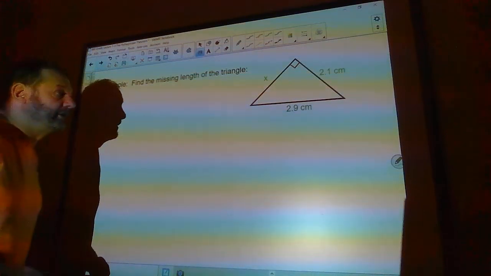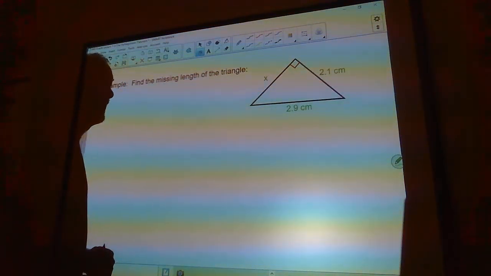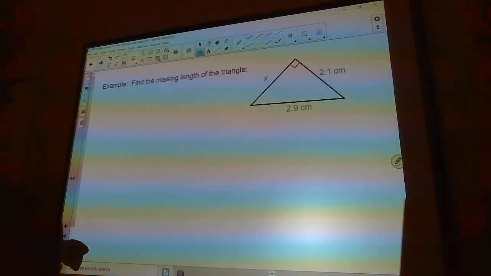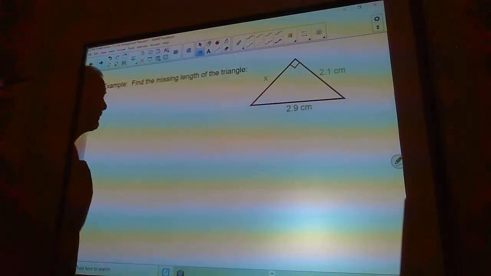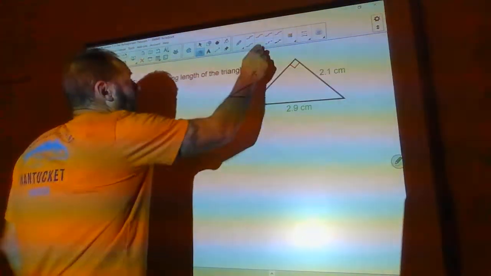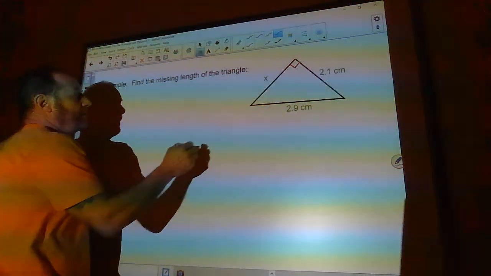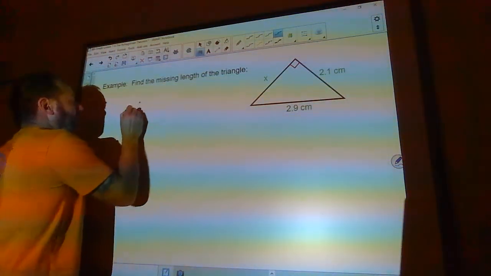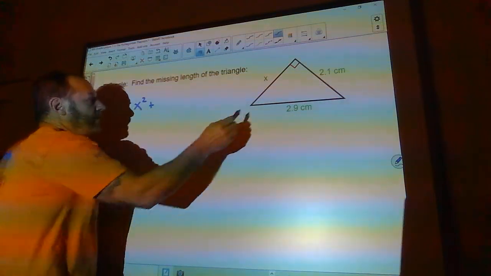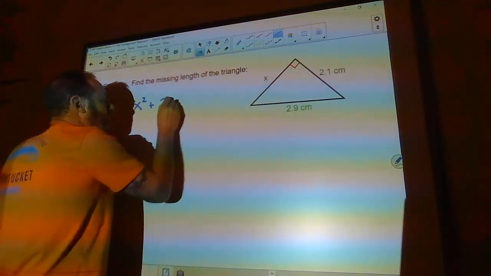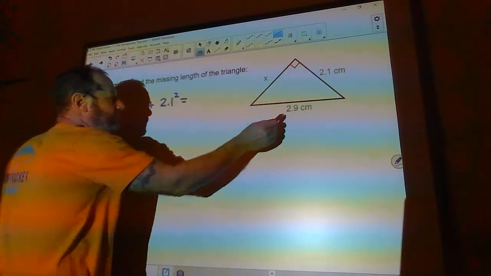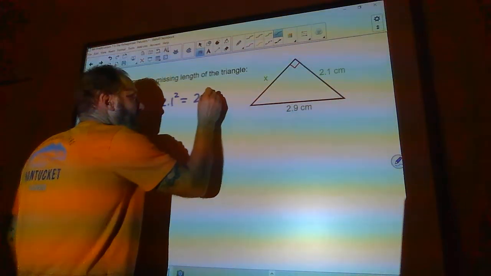All right, not only can you find a hypotenuse, you can also find a leg. So let's find the leg here. Here's a leg squared, x squared, plus another leg, 2.1 squared, is going to equal the hypotenuse, 2.9 squared.